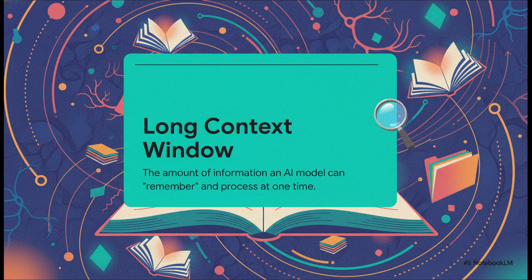Most of the chatbots you might use have a pretty limited memory. They can literally forget what was at the beginning of a document by the time they get to the end. But these models built for deep research have massive context windows, which lets them hold an entire book in their mind all at once.